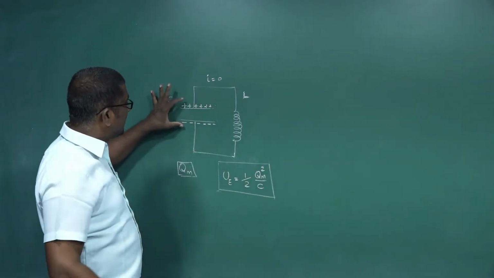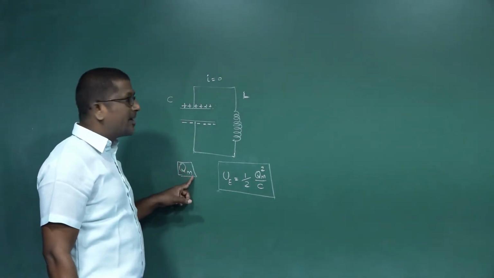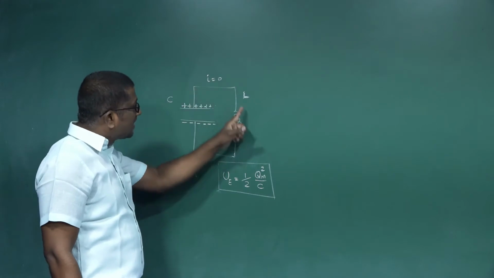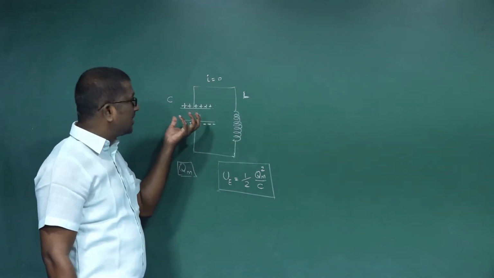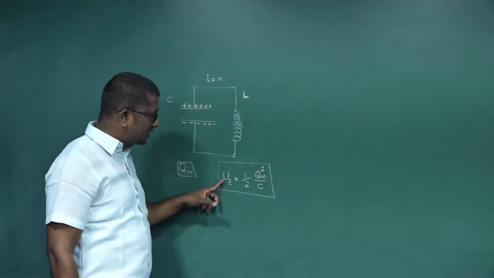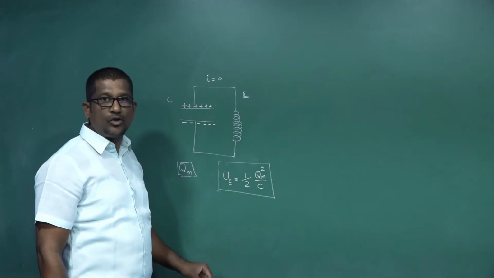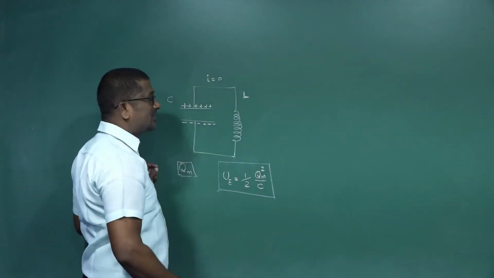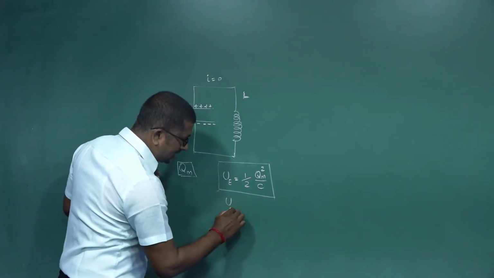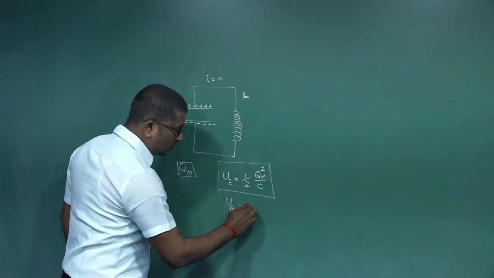Right? So there is a capacitor. It consists of a maximum amount of charge, that is Qm. If there is no flow of current through the inductor, there is a maximum energy in the capacitor. The maximum energy in the capacitor is given by U_E equal to Qm squared divided by C. There is no flow of current through the inductor, so the energy in the inductor, suppose it is taken as U_B, is equal to 0.